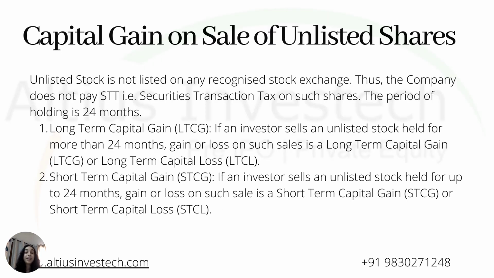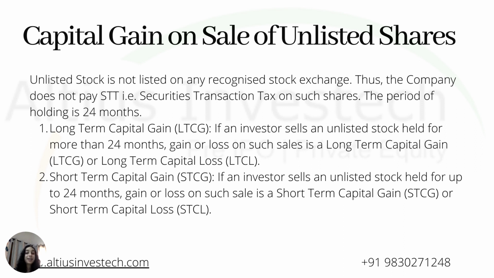Let's start with capital gain on sale of unlisted shares. What are unlisted stocks? Unlisted stock is something that is not listed on any recognized stock exchange. Thus, the company doesn't have to pay securities transaction taxes on such shares. The period of holding for such shares is 24 months. Now, there are two types of capital gains, one long-term and one short-term. Now you ask what they are.